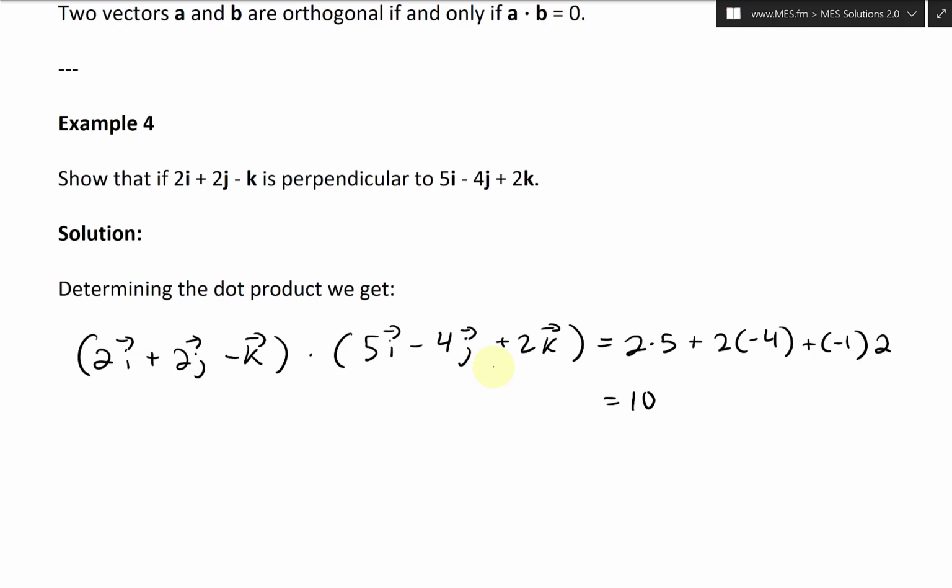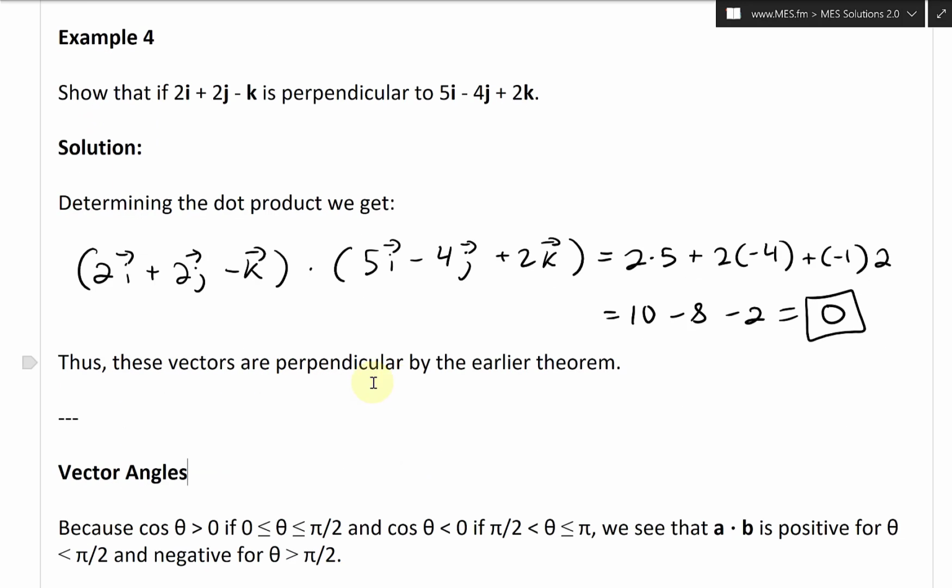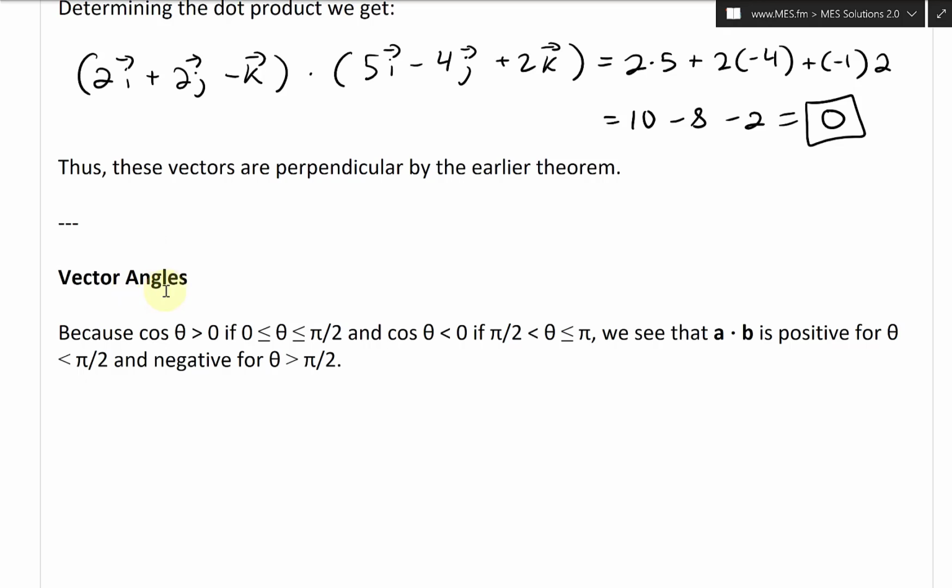This equals 10 minus 8 minus 2, and that's just 0. So it is orthogonal, or perpendicular. Perfect. So that finishes example 4: these vectors are perpendicular by the earlier theorem. That's fascinating.